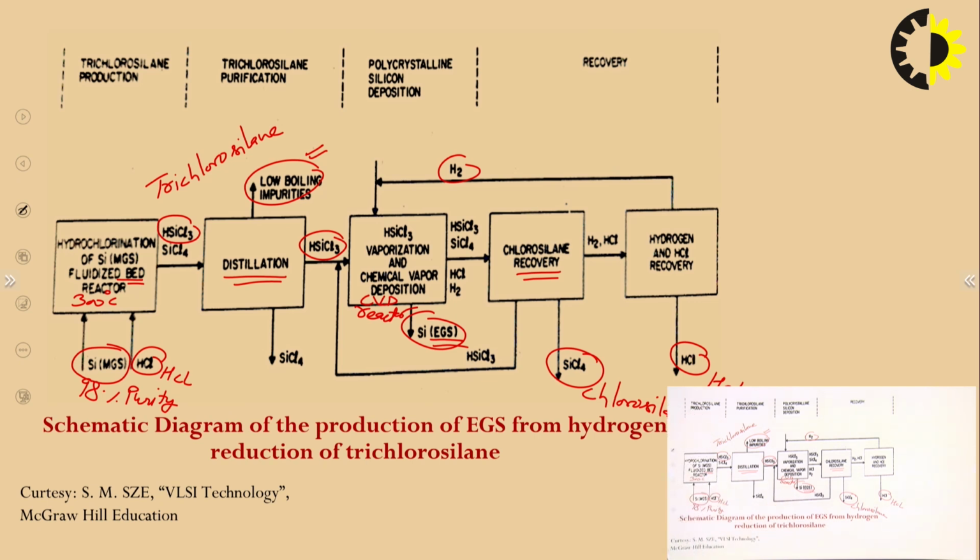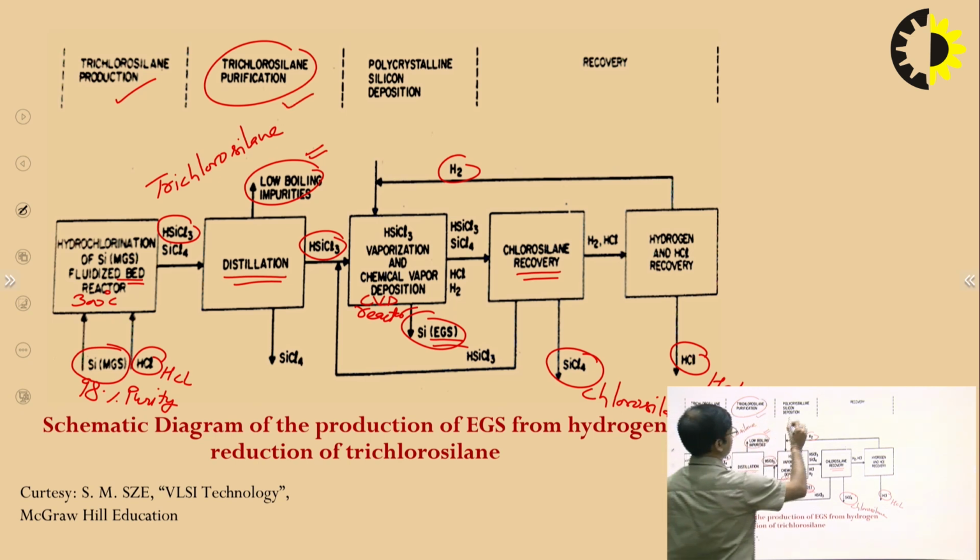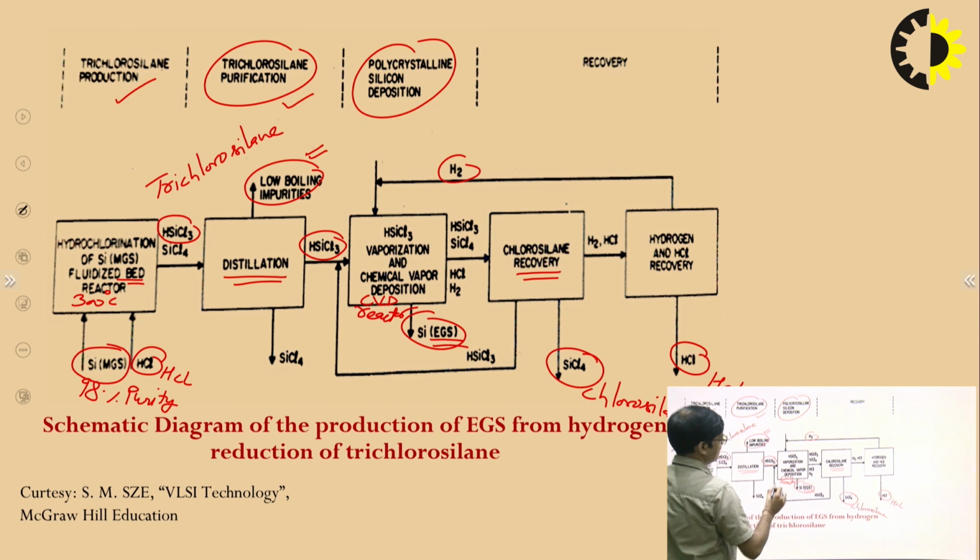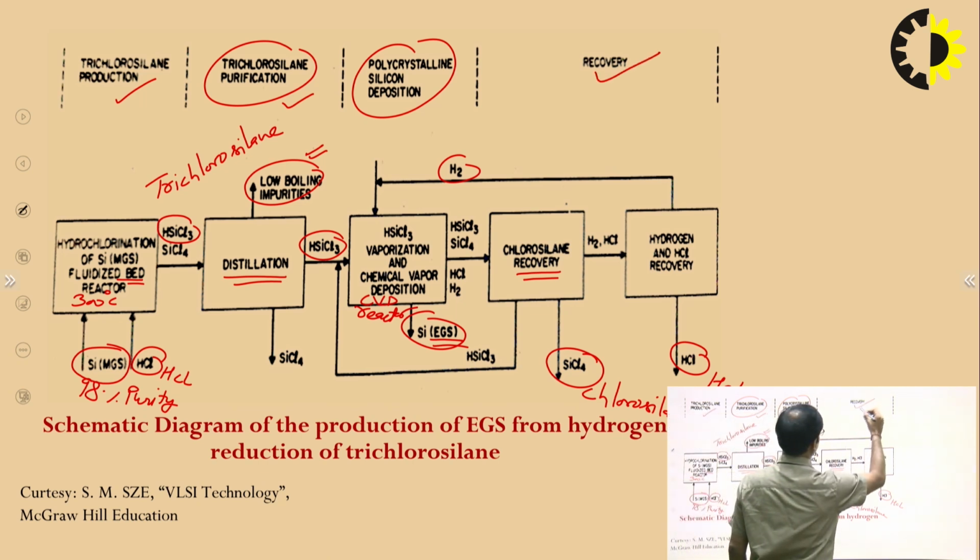So this is the schematic diagram of the production of EGS from hydrogen reduction of trichlorosilane. Here this complete schematic diagram has been divided into 4 steps. The first one is trichlorosilane production in the fluidized bed at 300 degrees centigrade. Then the purification process happens, and after that the CVD reaction happens, and then we have the recovery process in the end.